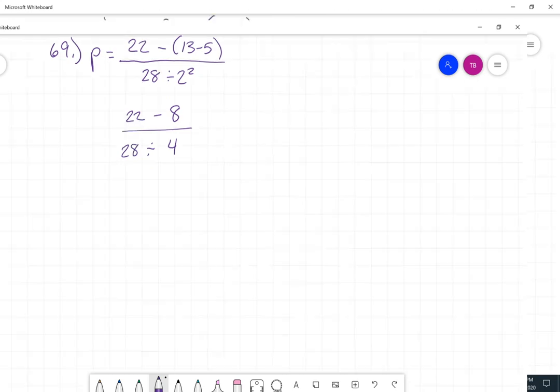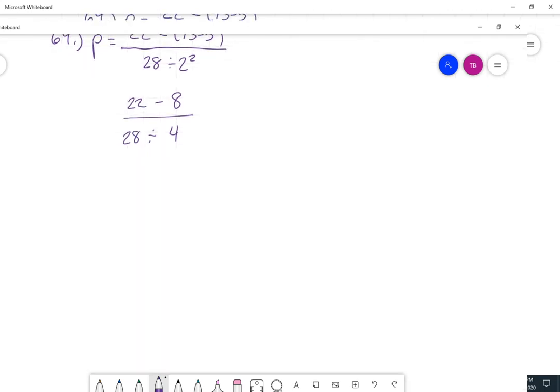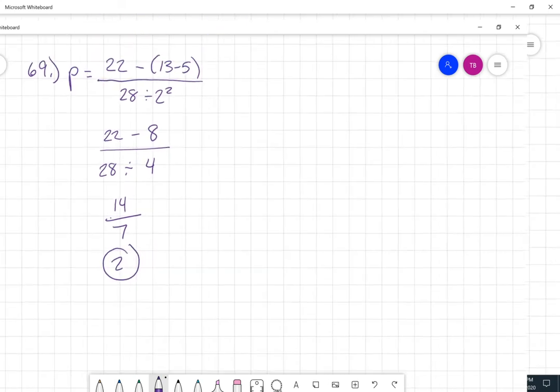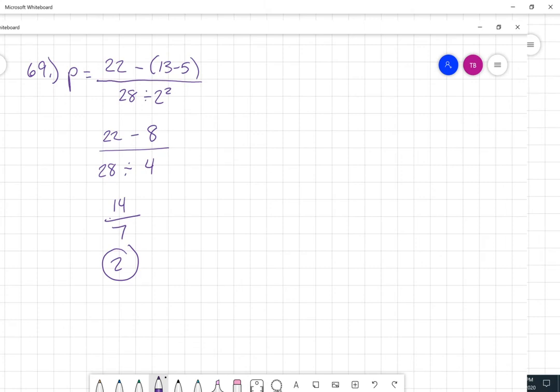And now we're going to do the subtraction on the top. So we have 22 minus 8 gives us 14. 28 divided by 4, we get 7. And 14 divided by 7 is 2. There's our answer for that one.